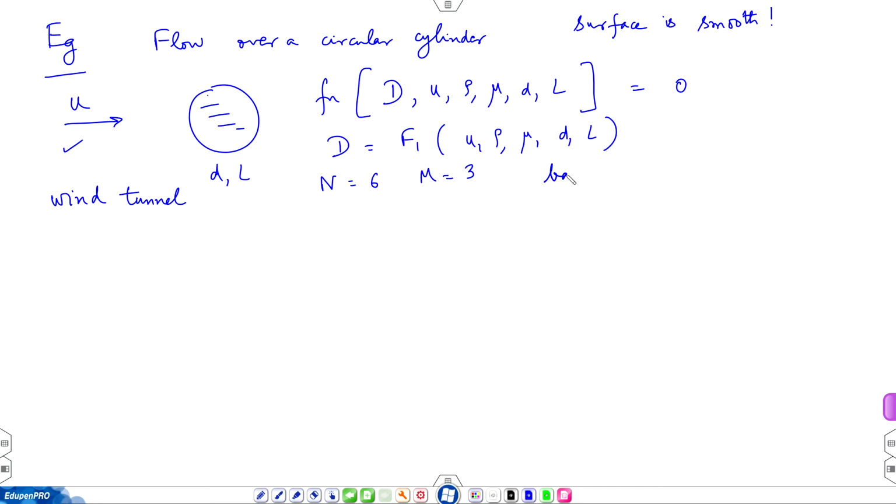Let us choose rho u d as a basis. There is no mystery behind it. This rho u d will generate Reynolds number very comfortably.